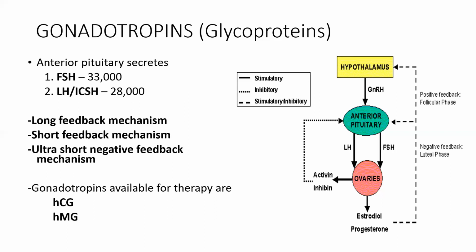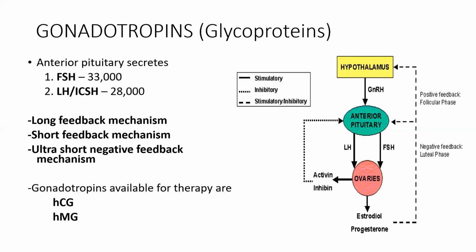And coming to the hypothalamo-pituitary ovarian axis, there are three types of feedback mechanisms: long feedback mechanism, short feedback mechanism, and ultra short feedback mechanism. The long feedback mechanism is that the sex hormones, that is estrogen and progesterone, have a feedback effect on the hypothalamus. That is long feedback mechanism. They show negative feedback mechanism and positive feedback mechanism.